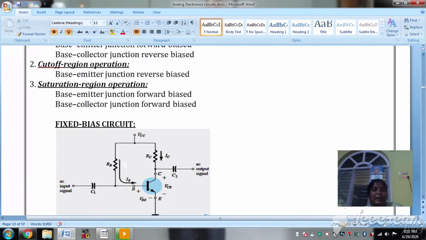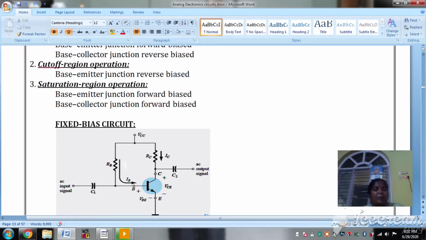As I said earlier, if the Q point changes, your output won't be stable. So how are we going to fix the Q point in order to get a stable output? For that, we are going to see different circuits.